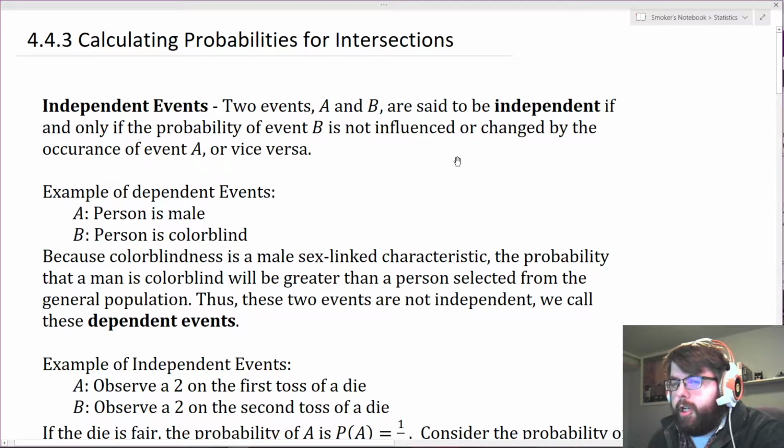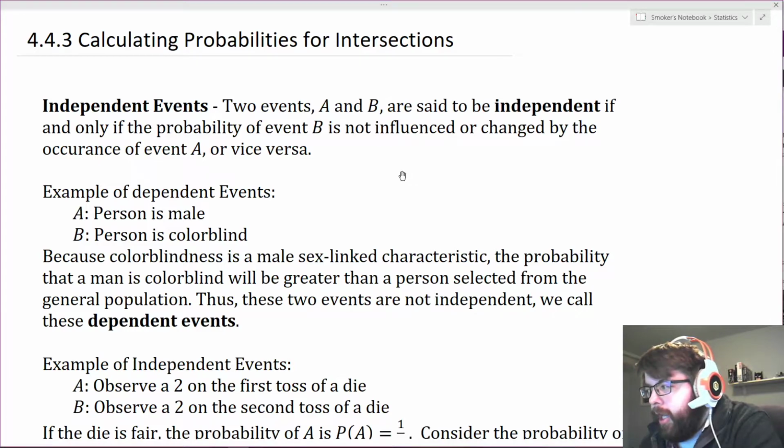I'm going to go over chapter 4, section 4, part 3, and we're going to look at calculating the probability for intersections. The last part of section 4, we did calculating unions. Now we're going to calculate intersections. How do you find the probability of the intersection of two events, and what formulas can we use to find that?